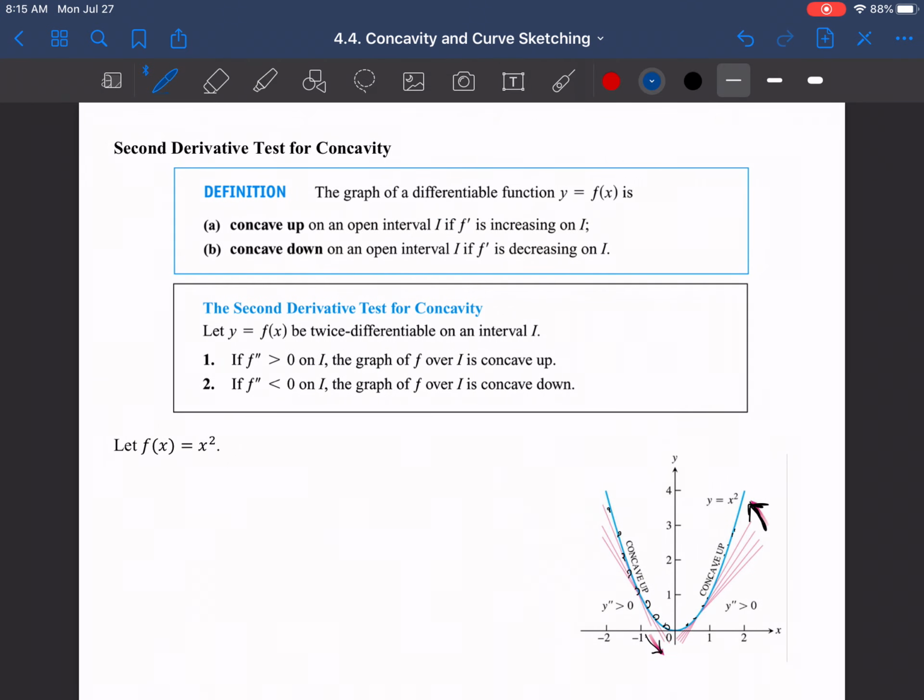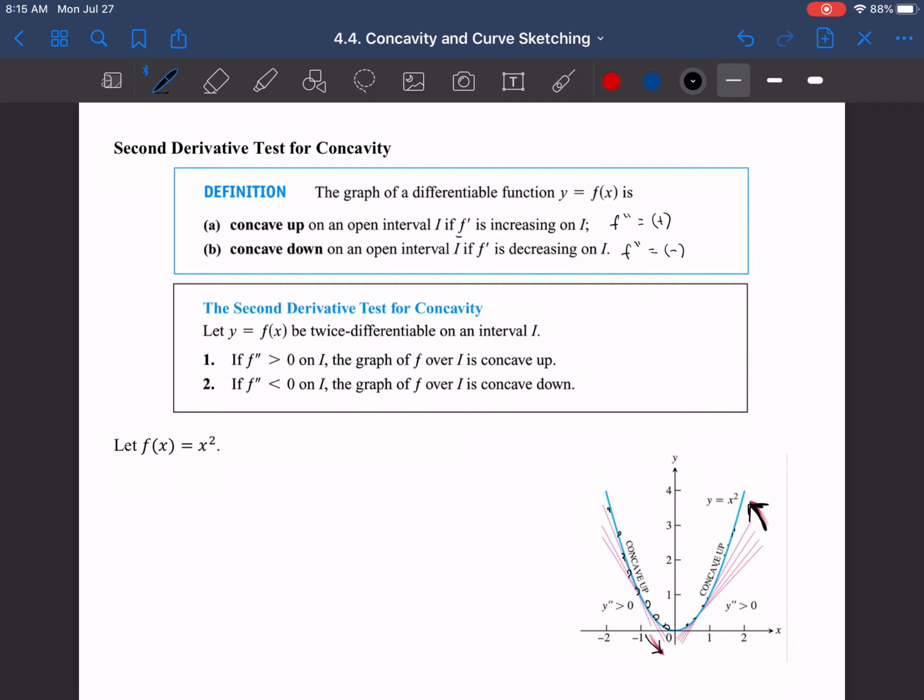This leads us to the second derivative test for concavity. The graph of a differentiable function y equals f of x is concave up on an open interval I if f prime is increasing on I. In other words, if f prime is increasing, that means f double prime is positive. And it's concave down if f double prime is negative, if it's decreasing. So we have a second derivative test for concavity.